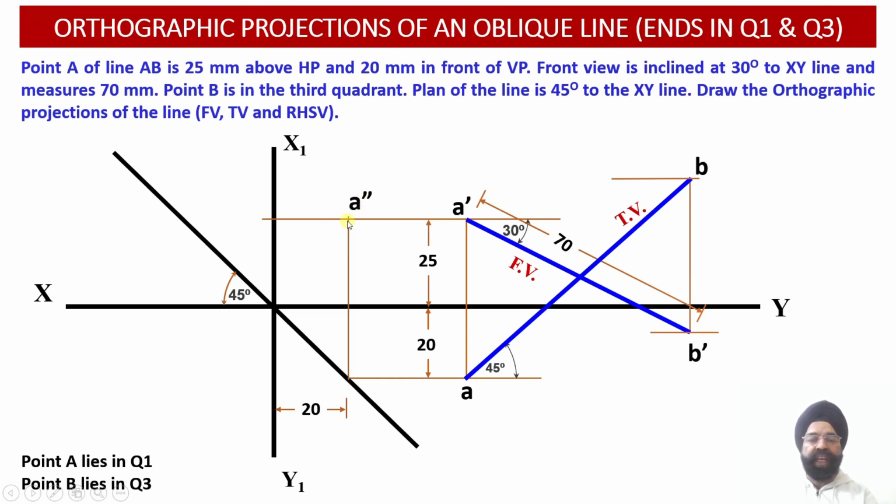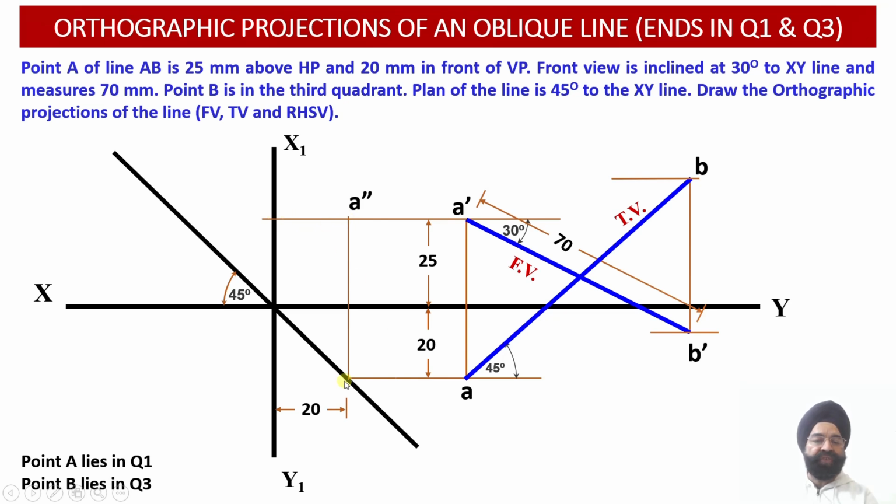And the moment you see we obtain the location of A double dash, let us check out the coordinates of the point A double dash. So point A double dash lies 25 millimeter above the horizontal plane and 20 millimeter in front of the vertical plane. So this distance happens to be 20 millimeter in front of the vertical plane.